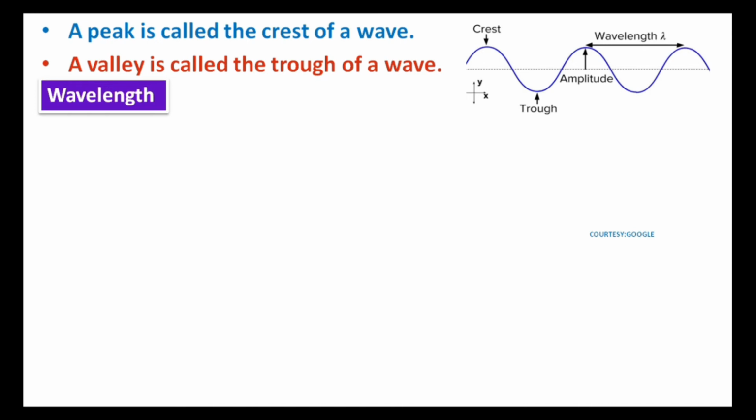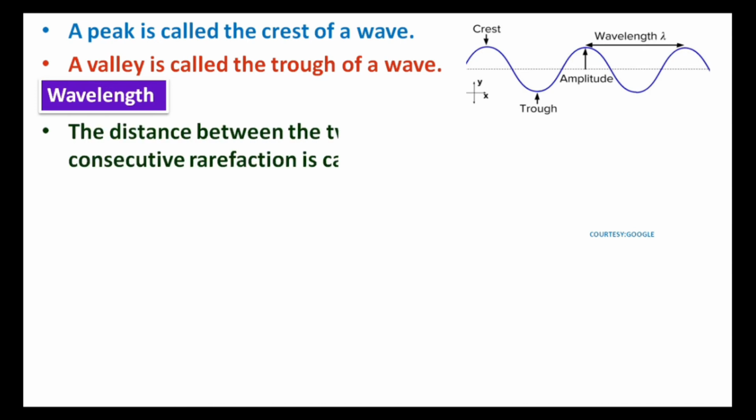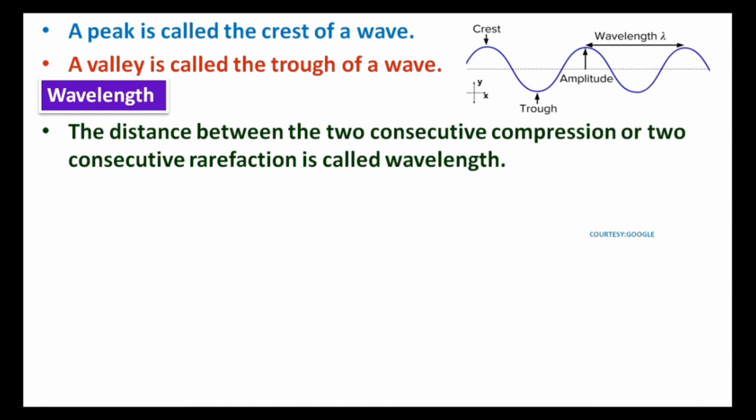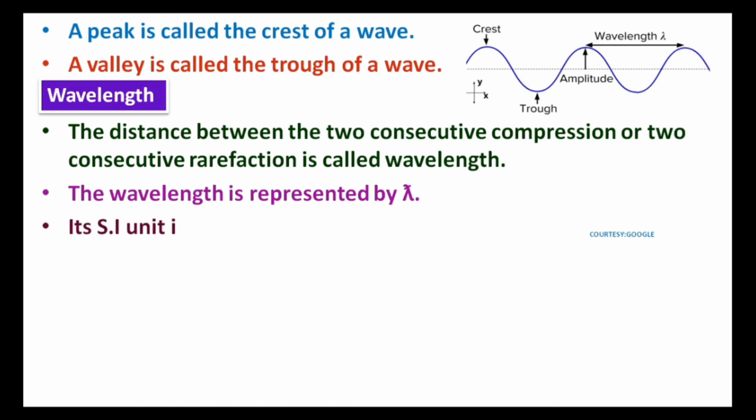Now we will see wavelength. The distance between two consecutive compressions or two consecutive rarefactions is called wavelength. It is denoted in the figure given above. The wavelength is represented by lambda. Its SI unit is meter.